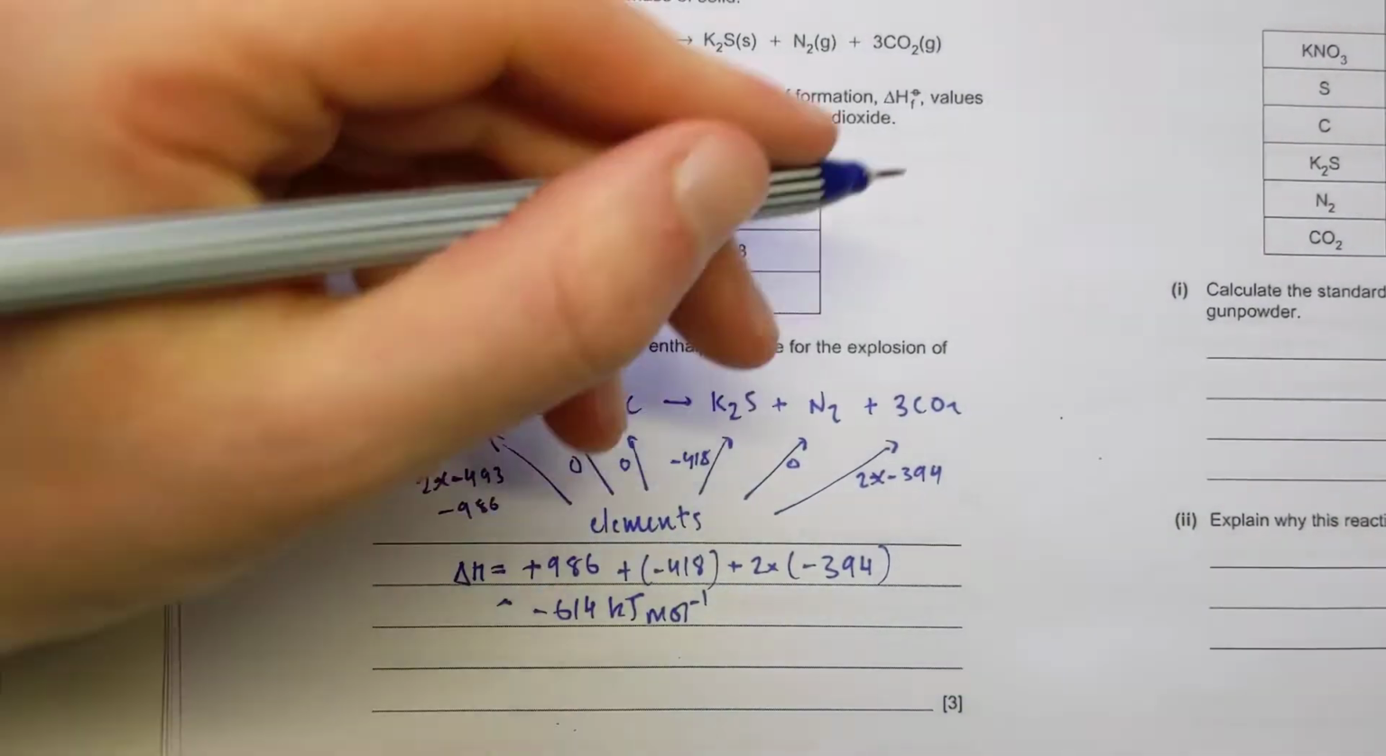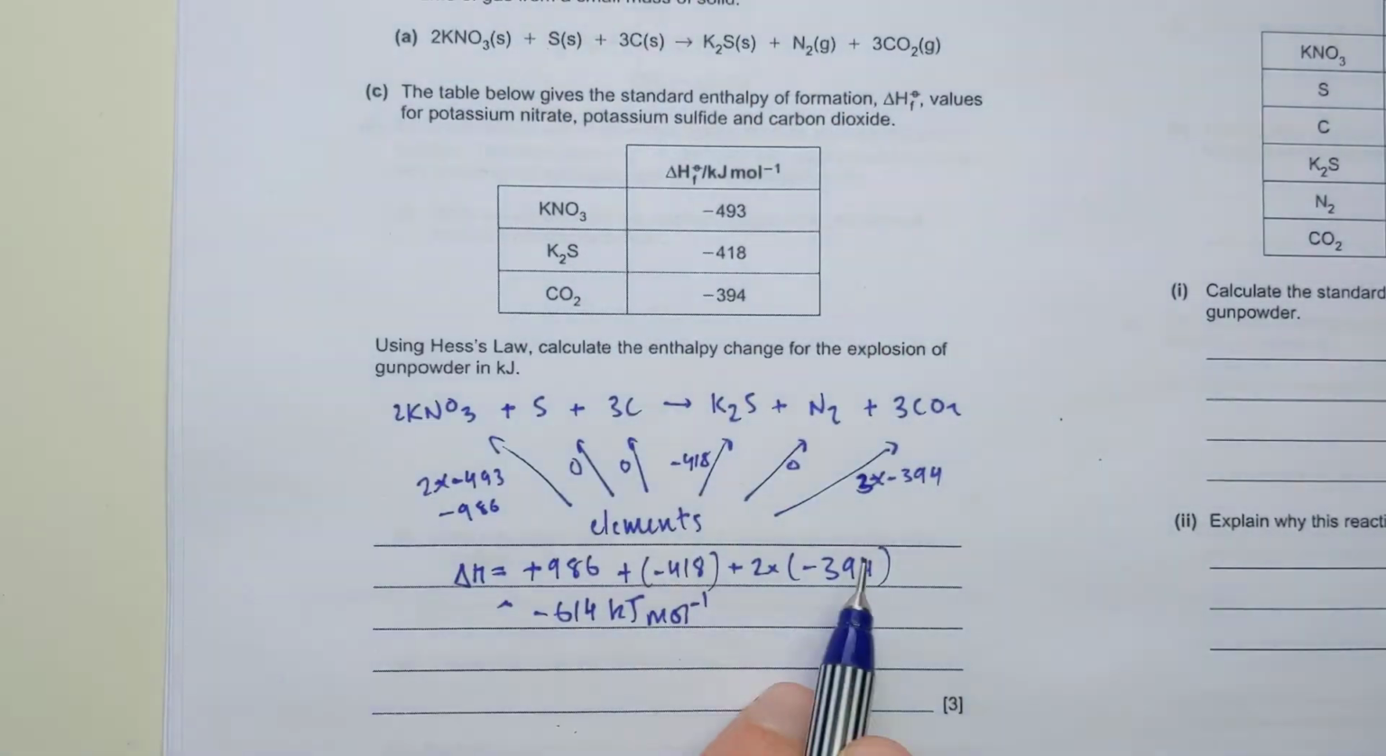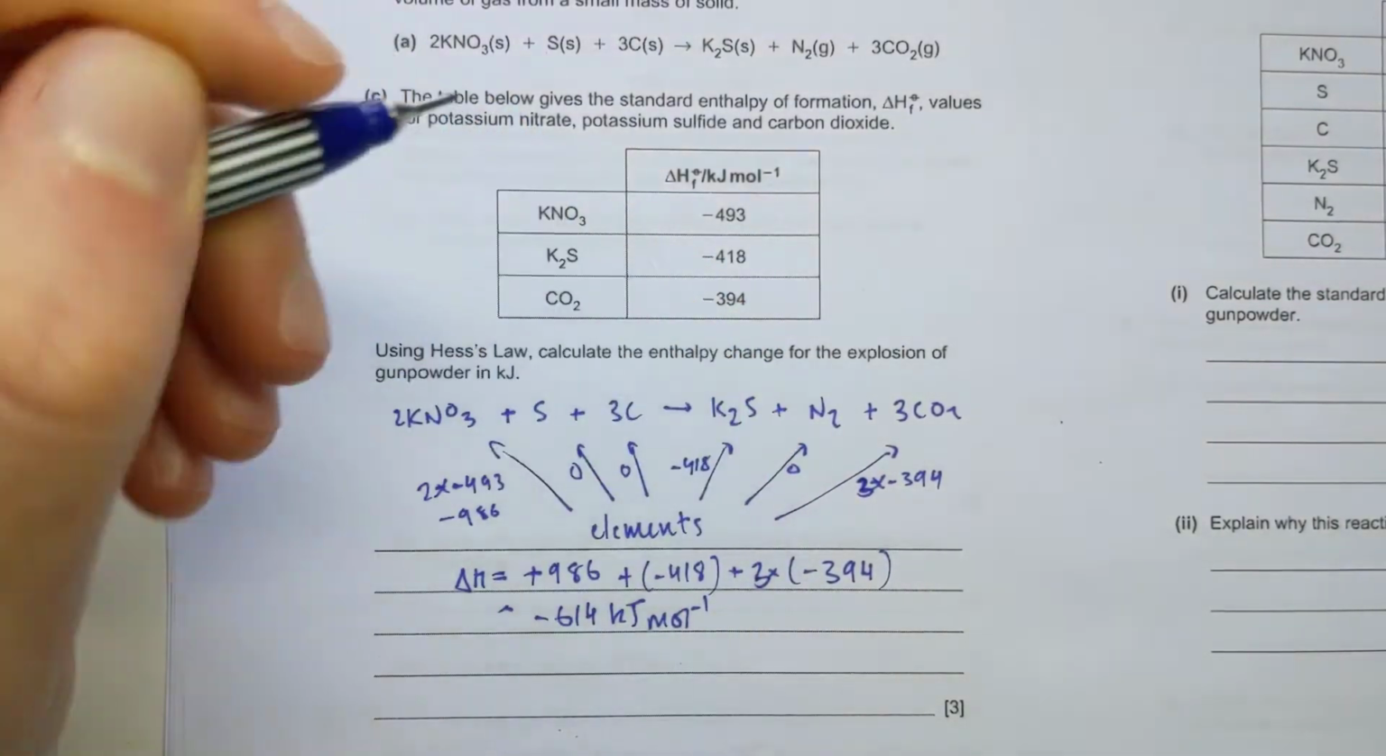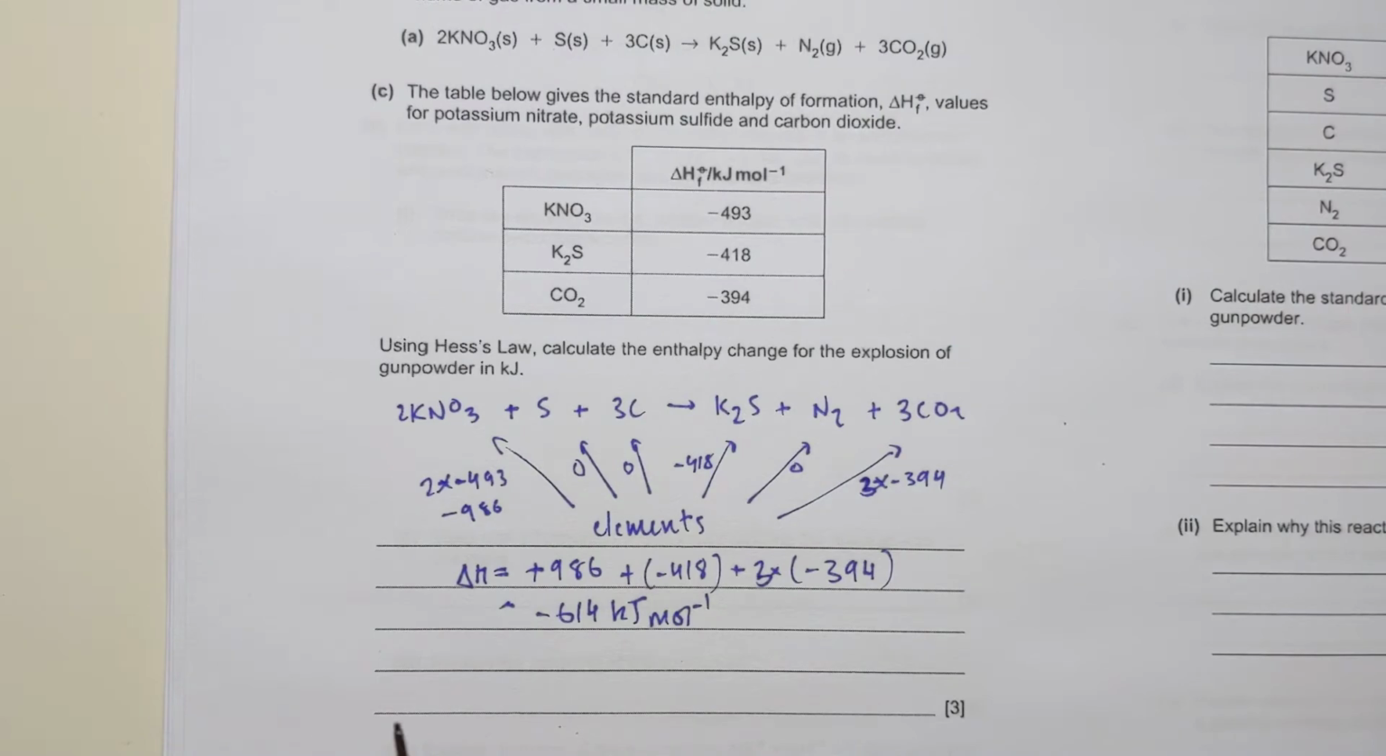In fact, I retract that. As you probably spotted, I made a mistake here. It should be 3 times minus 394, this is 3 CO2. Putting that into your calculation will come out as minus 614 there. Apologies for that.